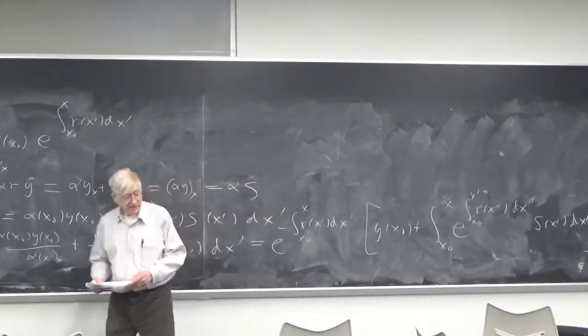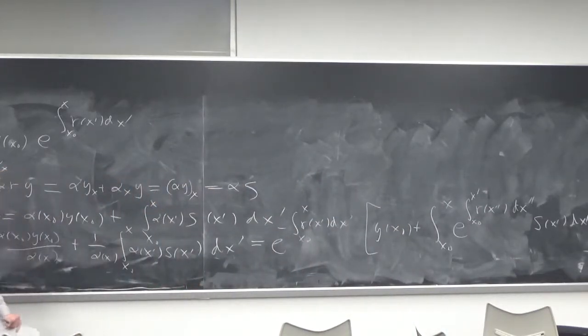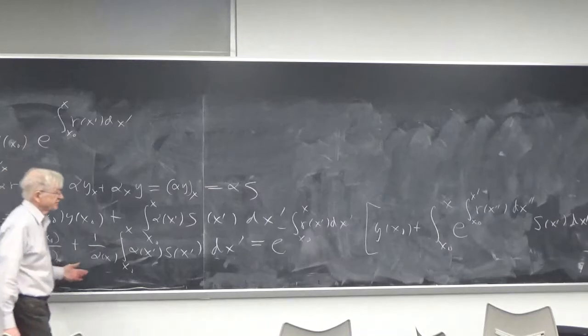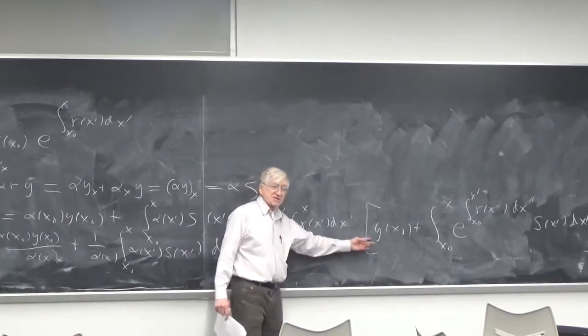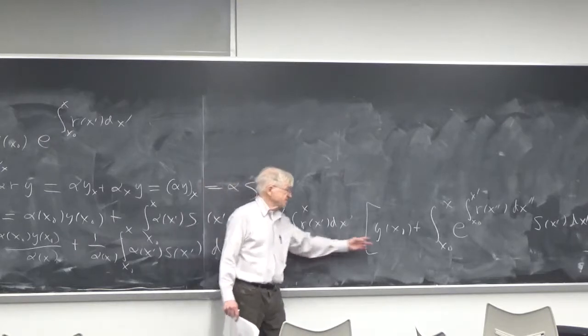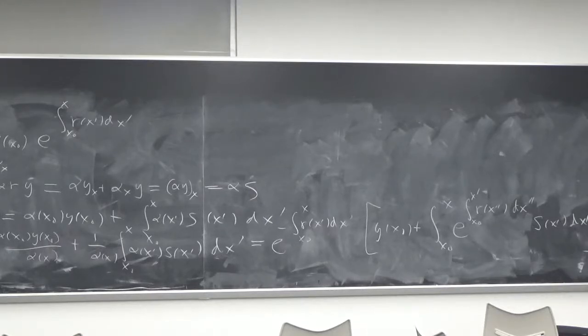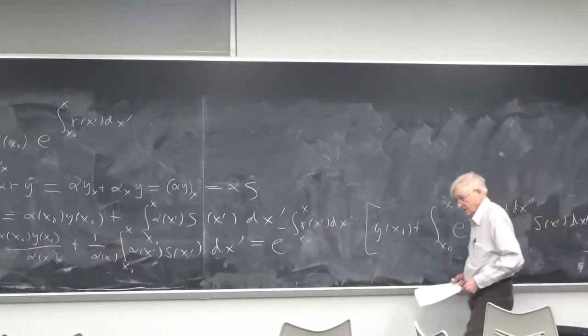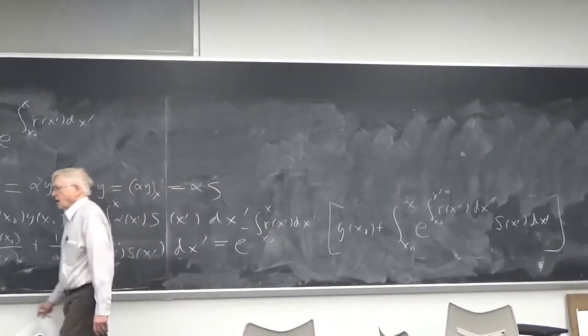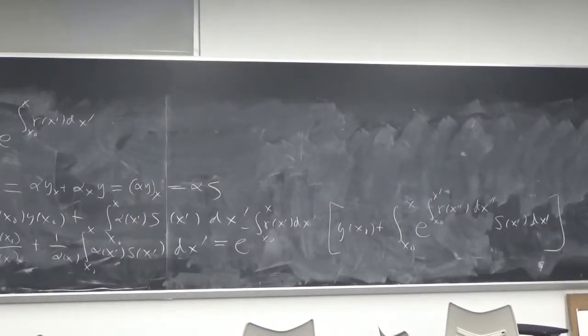And what we have here is the general solution of this inhomogeneous first order differential equation. It is the general solution to the homogeneous equation, which is this term, plus a particular solution of the inhomogeneous equation. And that's the general form of such solutions to inhomogeneous equations. It's always general homogeneous plus any old solution of the inhomogeneous equation.